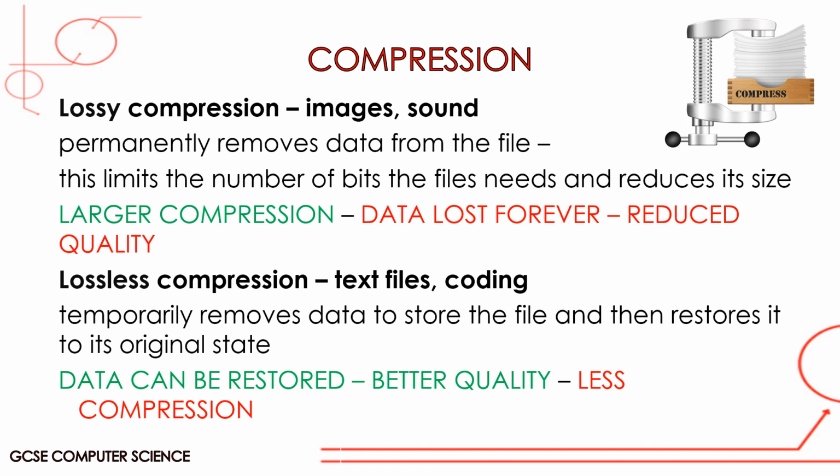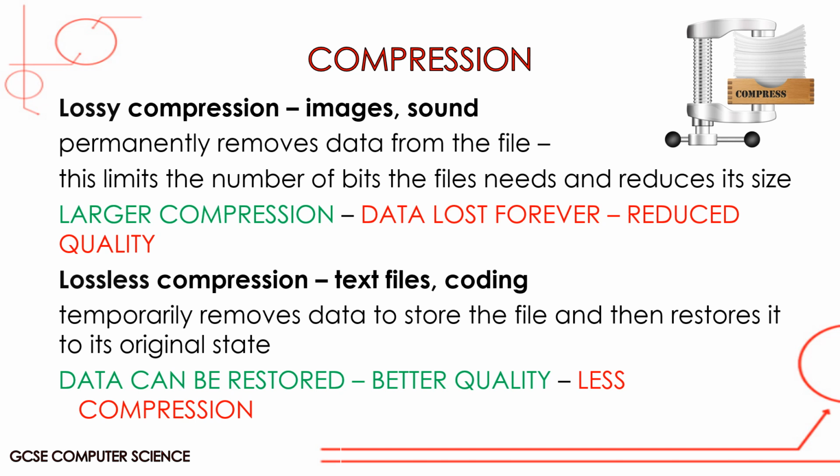When we've got all these ones and zeros, it can take up an awful lot of space. So we can use something called compression to make that take up less space. Compression is making files smaller. There are two types of compression, lossy and lossless.